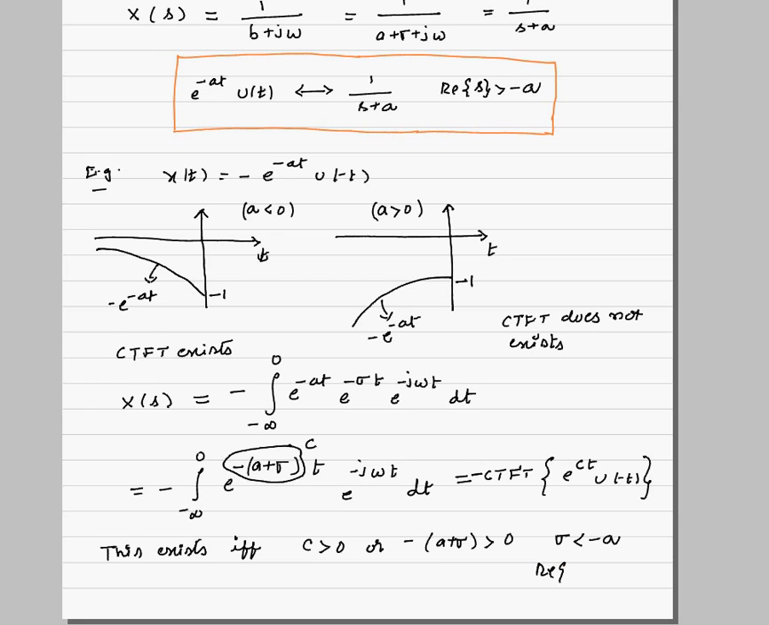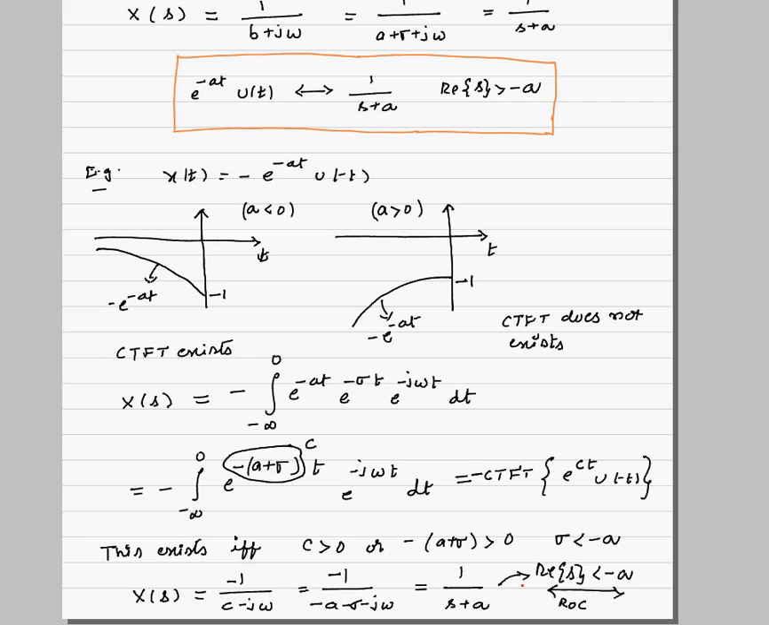So this is nothing but real part of s less than minus a. So again this will be our region of convergence. If this condition is satisfied, what will be our x of s? So x of s will be equal to minus 1 by c minus j omega. Minus is there, we'll keep it like that. So this is nothing but minus 1 by minus a minus sigma minus j omega. So this is nothing but 1 by s plus a, with the corresponding ROC given by real part of s less than minus a.